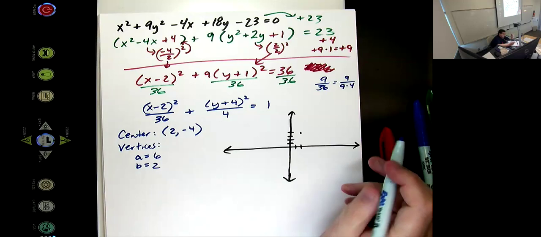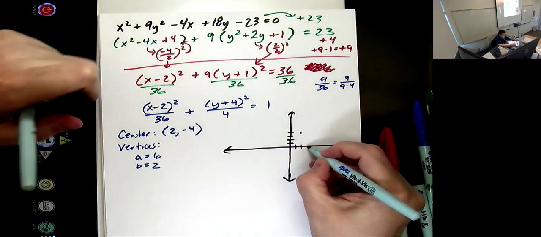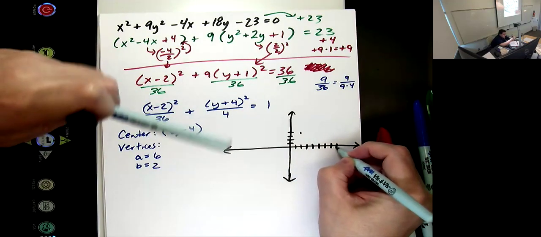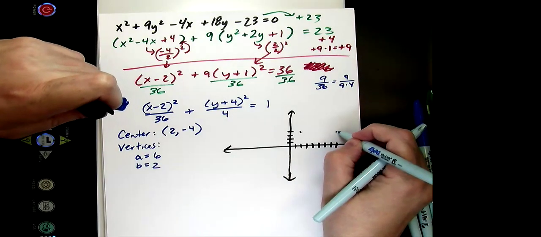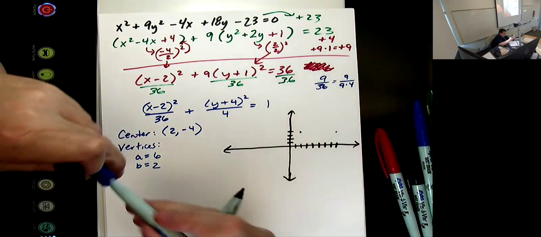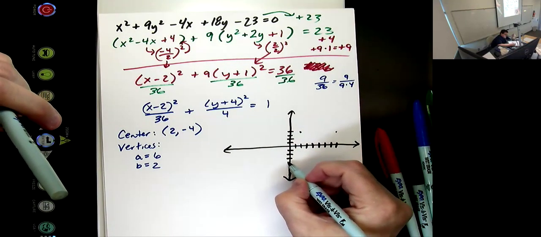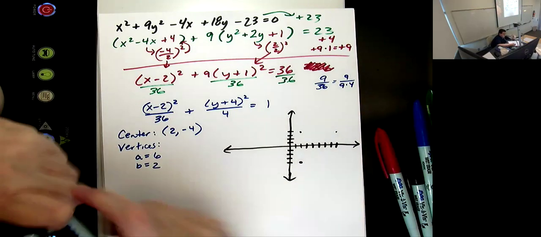6 to the left and 6 to the right. All right, 2 up. 2, 3, 4, 5, 6. Isn't the center -4, not +4? You're right. Oh, good catch. Good catch.